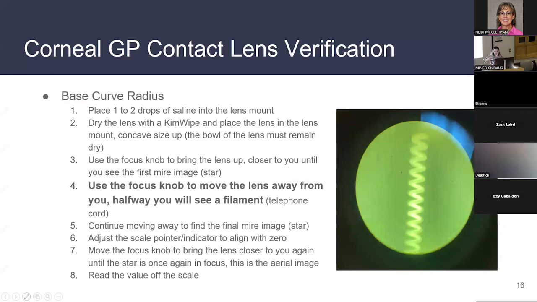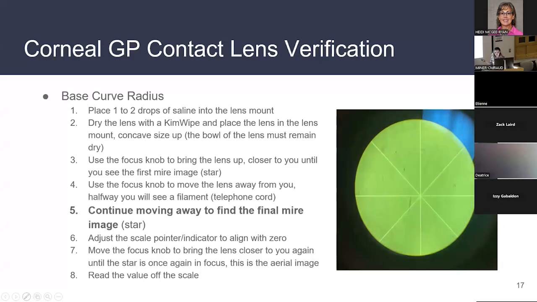Now you're moving it away. You're going to move the lens so it's going away from the eyepiece until you see what I usually call a telephone cord. That's kind of outdated in terms of reference. So some people think it looks like a slinky or like one of those curly hair ties. So this is your halfway point. You're halfway there. You're doing great. Then you're going to keep going, keep moving away. You're still moving away. And now you have your last Meyer.